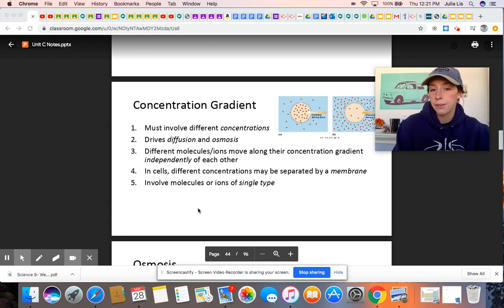In cells, different concentrations may be separated by the membrane. There are some membranes that are selectively permeable, and again, they'll allow only certain substances. So maybe they don't allow for the movement of salt within that cell, within that structure. And it's always going to involve molecules or ions of a single type.